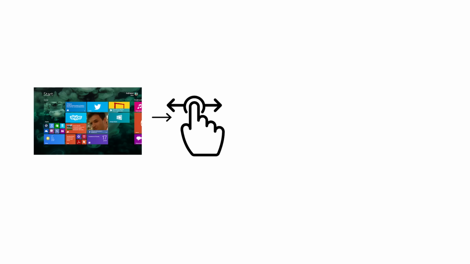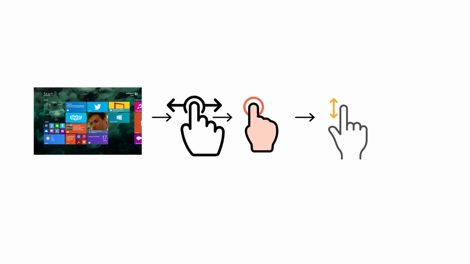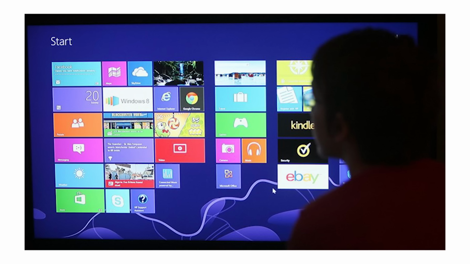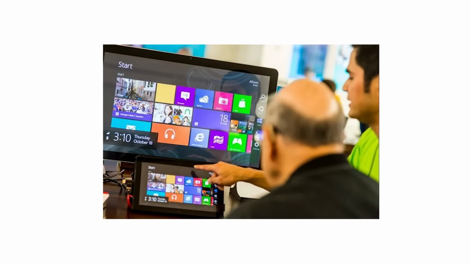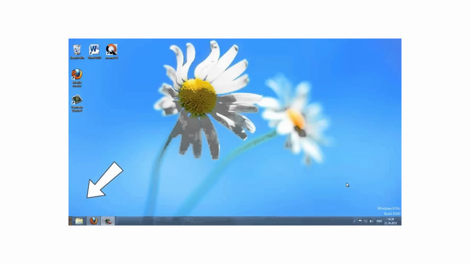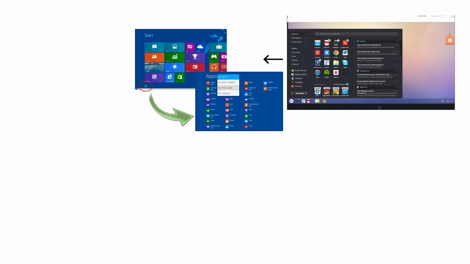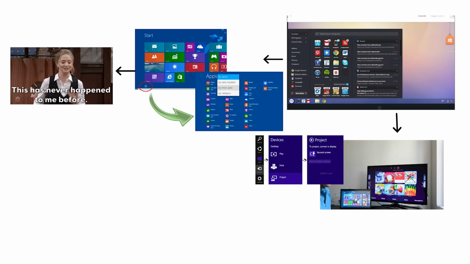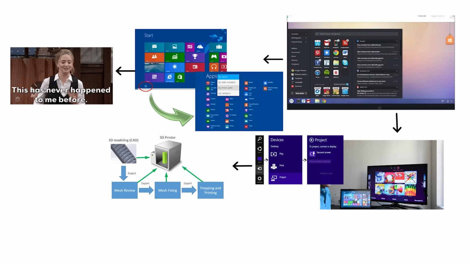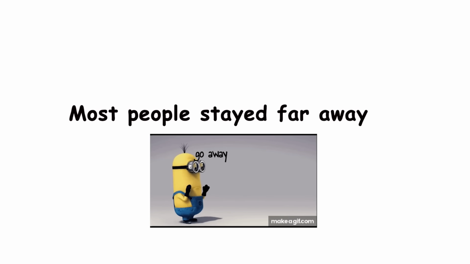Everything required swiping, tapping, and scrolling horizontally like it was 2012's answer to a fever dream. Critics didn't hold back, and users revolted so loudly that Microsoft backtracked a year later with Windows 8.1. Windows 8.1 restored the Start button, added better desktop integration, and tried to pretend the previous mess never happened. It also introduced support for new tech like Miracast wireless displays and even 3D printers, which sounded futuristic in 2013. Still, most people stayed far away, clinging to Windows 7 like it was a life raft.